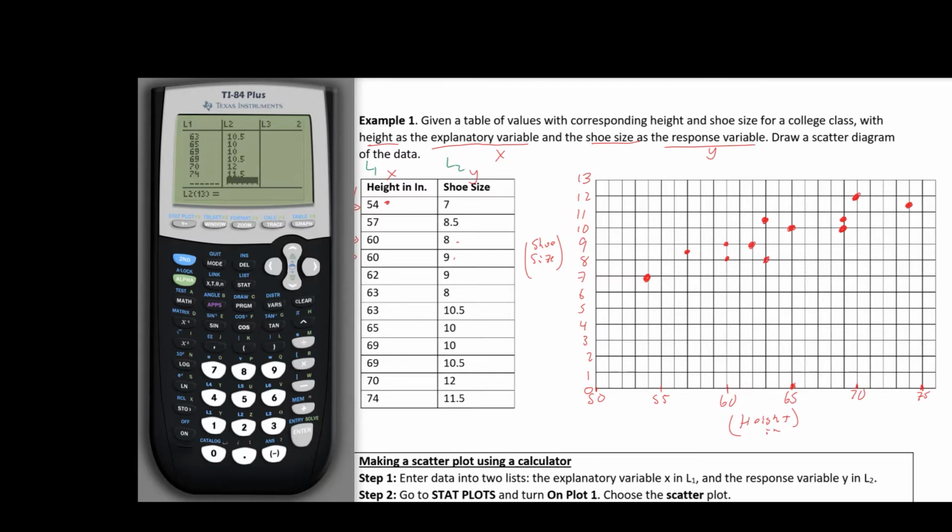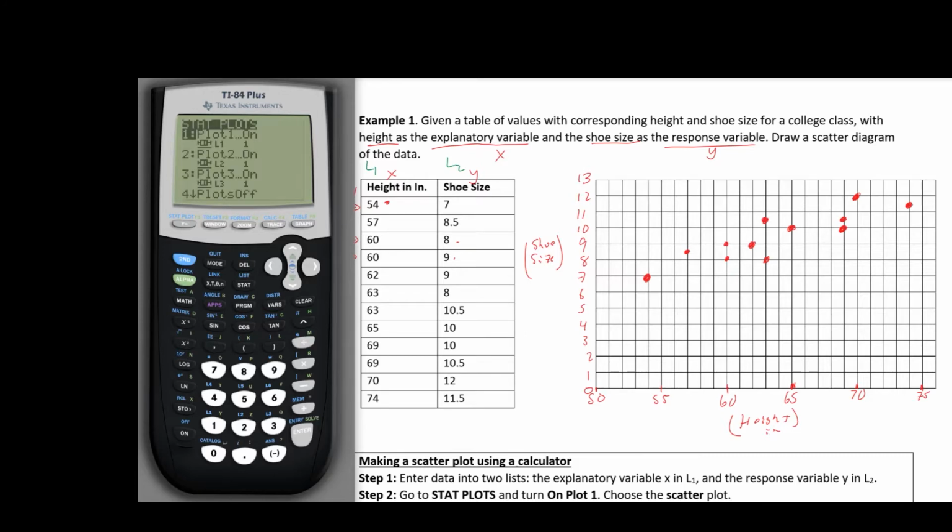Okay, so I'm happy with those inputs. Let's go ahead and back out completely. Let's go to second quit. Now we're going to go over to stat plot. So we go to second stat plot. It's at the top left. On the top row, it's in blue, so you have to press second first.